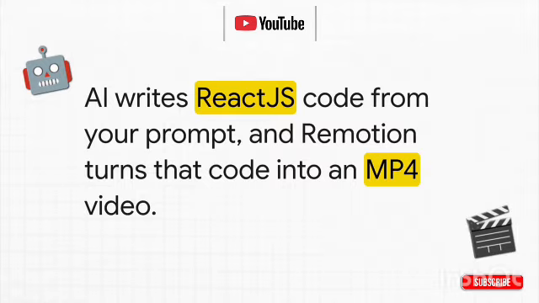So let's just quickly recap what's happening behind the scenes here. You provide the creative vision with your prompt. The AI acts like your personal coder, writing all the complex React.js code. And then Remotion steps in as the video engineer, rendering all that code into a beautiful MP4 file. It's an entire production pipeline, and it's all powered by what you type.